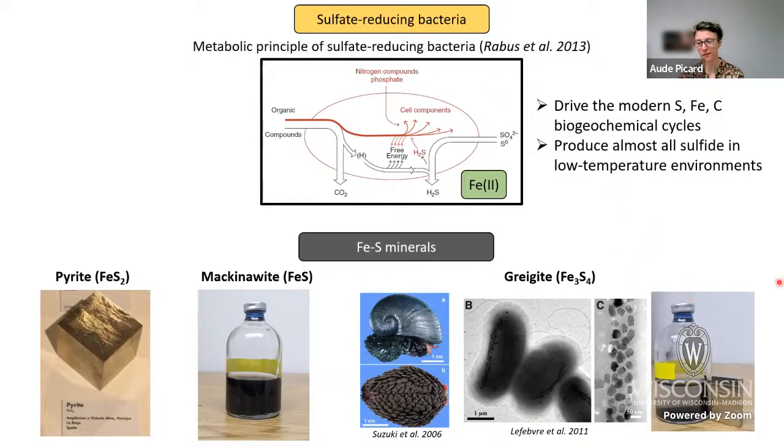And the final example that I have for you is just taking that same culture and placing a magnet next to it. Whatever is floating here or stuck to the glass vial is actually the greigite.